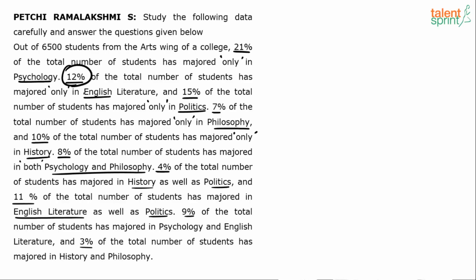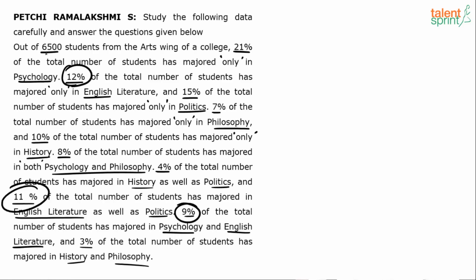So 12% here. Then if you look at the combinations, this is psychology and philosophy, this is history and politics, so not considered. This 11%, English and politics. 9% have done psychology and English literature again, so this 9 also has to be added. And 3% have done history and philosophy. So what are the numbers which have got English in it? 12 plus 11 plus 9. 12 plus 11, 23, plus 9, 32, right? So 32% is the answer.